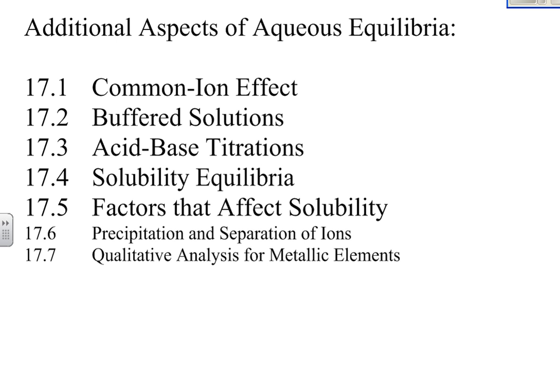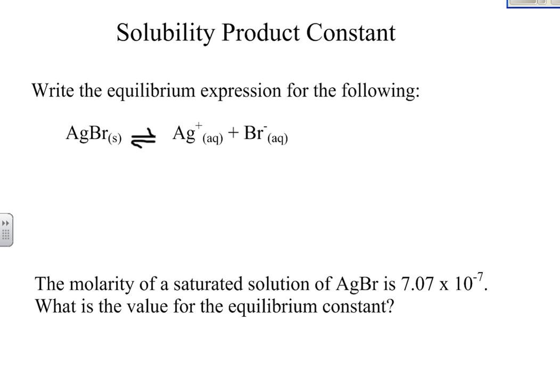So we're back to more aspects of aqueous equilibrium. We're going to skip over the acid-base titrations for just a brief moment, and we're going to focus in this discussion on solubility equilibrium and factors that affect the solubility of substances in water. Solubility equilibrium is really just looking at the solubility product for dissolving something.